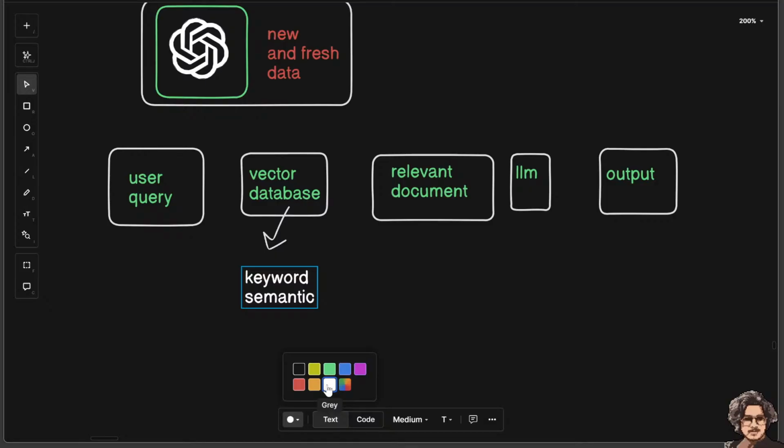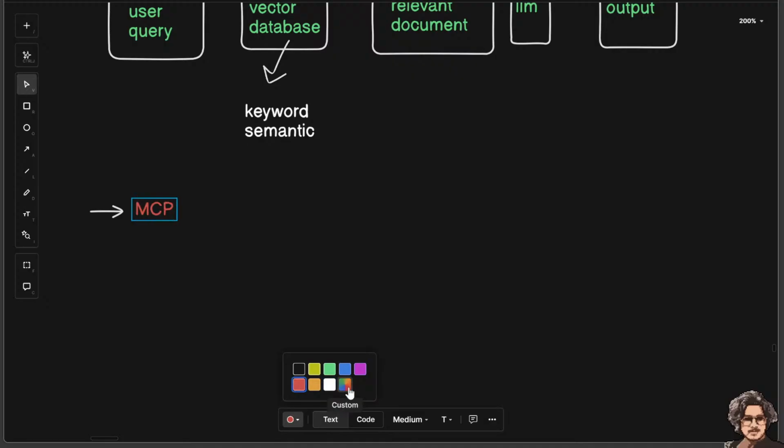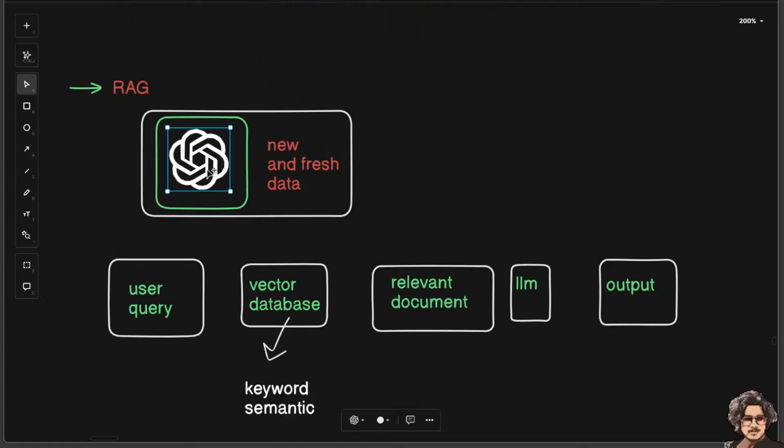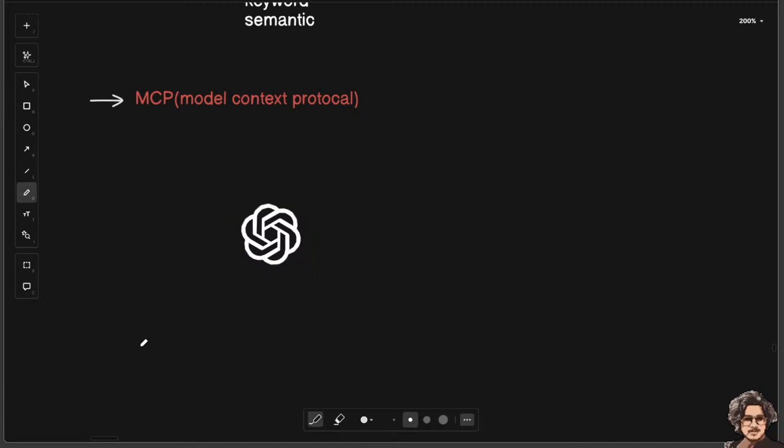Moving to the next question, what is MCP? MCP means Model Context Protocol. It is a standard protocol allowing the AI model to communicate with tools and external systems. So this is a protocol in which the AI model can talk with other tools.